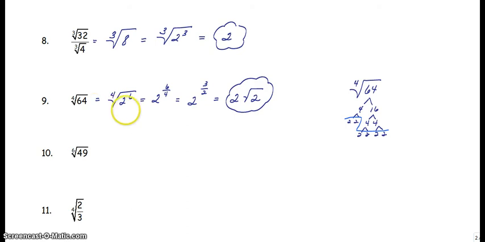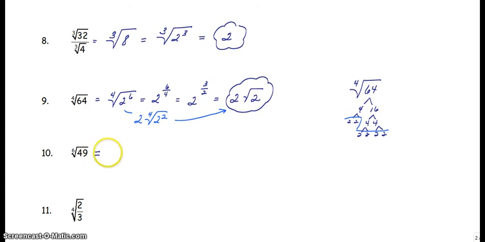Now, I know that at this point you might say, well, wait a minute, why isn't that 2 times the fourth root of 2 squared? And you can simplify it that way, but you need to realize that since the exponent 2 and the index 4 have a common factor, you'll need to reduce that out, and your final answer must be of the form 2 square root 2.